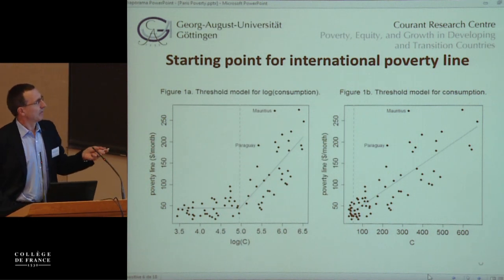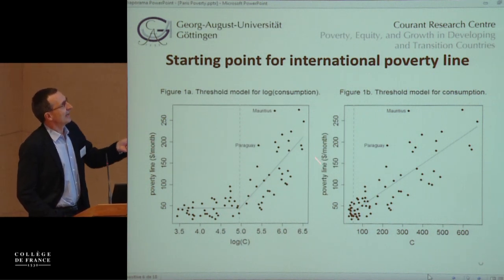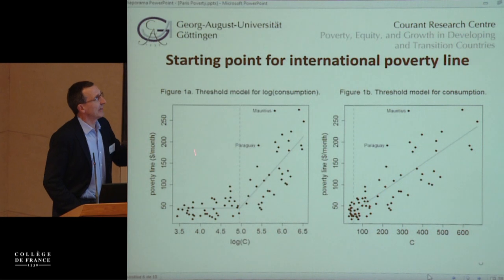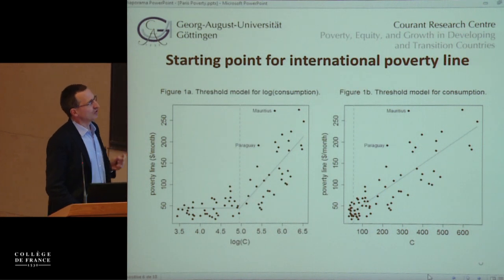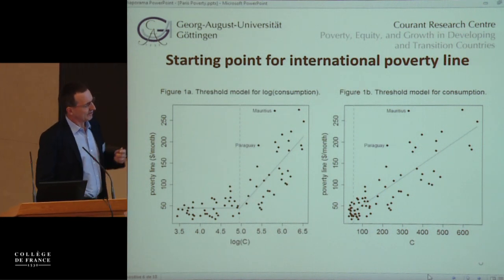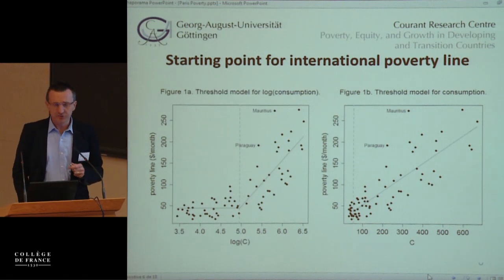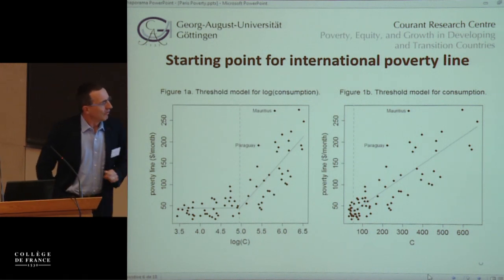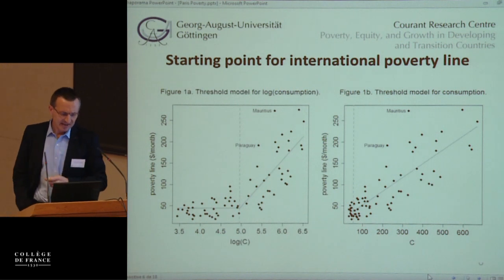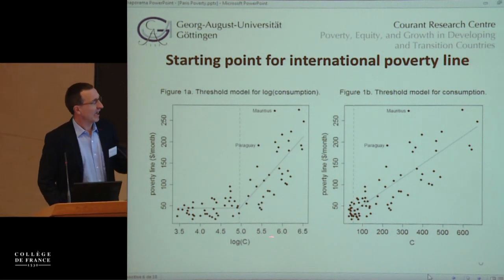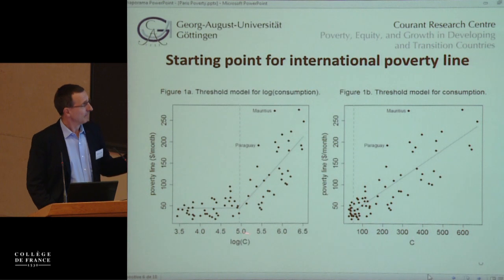This left picture is the picture that basically purports to show the derivation of the international poverty line. These are the 74 countries. On the x-axis, you have consumption per capita, the log of consumption per capita.